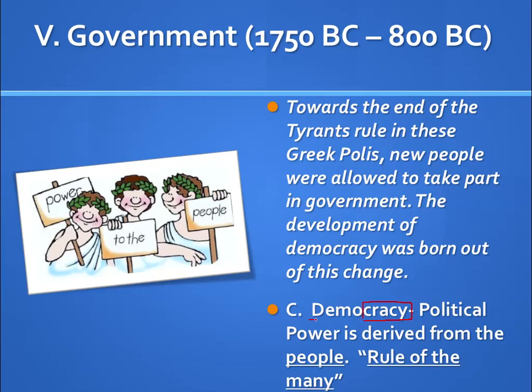And then we have the prefix demo. Demos is a Greek word for people. So democracy is ruled by the people. We've heard this before. Hopefully you know this. Now Athens had a direct democracy where they would vote basically on policies. Yes or no, we should have this law. Yes or no, we should have that law.